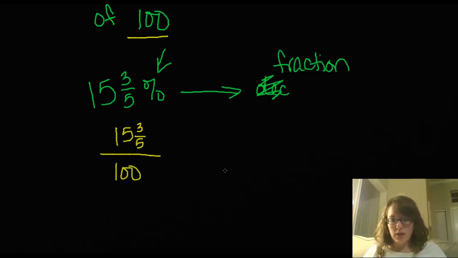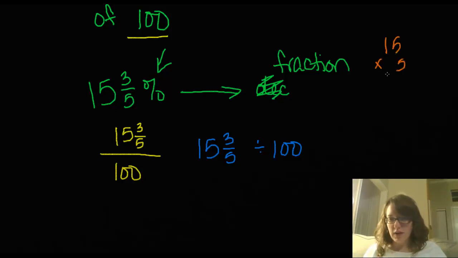Step 2 is to set it up as a division problem. 15 3/5 divided by 100. Then we go around the world. 15 times 5 is 75. 76, 77, 78. So 78 over 5 divided by 100.